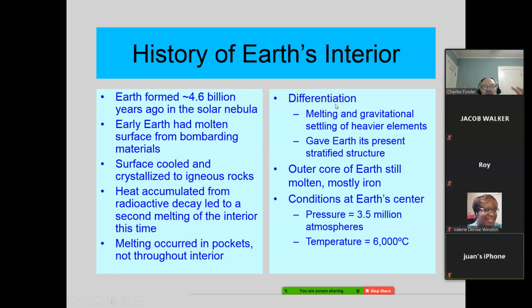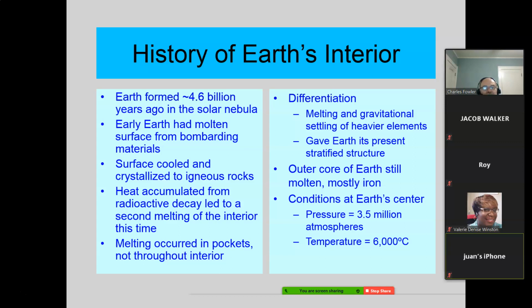The melting and the gravitational effect settled out the heavier elements. They went toward the center of the Earth. The center of the Earth is mostly made up of iron, nickel, strangely enough magnesium, which isn't that heavy. But these heavier materials settled out in the interior, and that gave the Earth its present stratified structure. Now we're going to talk about that in a couple of future slides, so hold on to the concept.